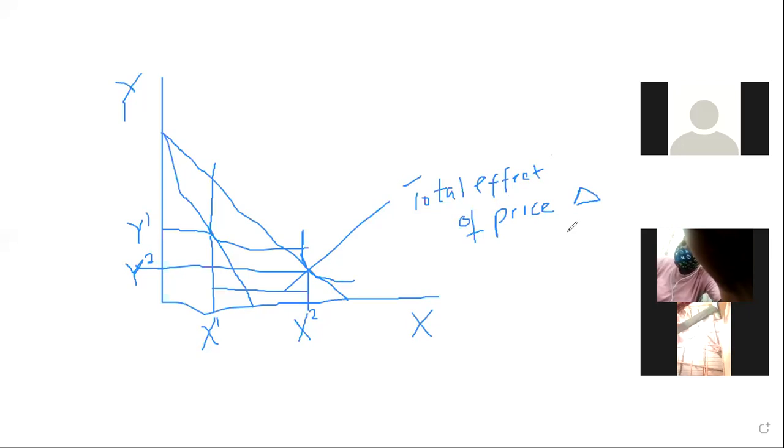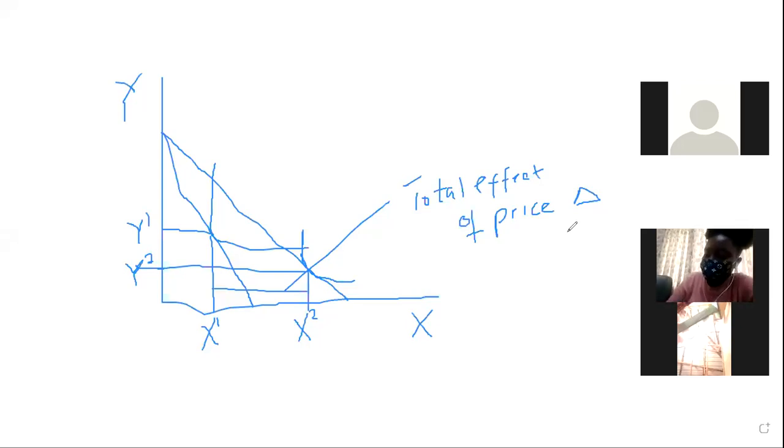If the price is 10 and I was purchasing 20, and now price has come down to 5 and I'm purchasing 45, the effect of the price change is to increase the consumption from 20 to 45. That difference is what we call the total effect of the price change. Okay, so I hope that is clear for everybody. Now this total effect of the price change can be decomposed into two effects.